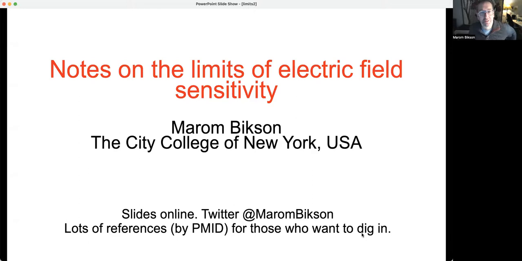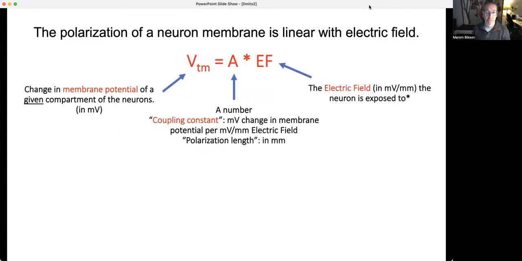Hi, my name is Marom Bikson, and I want to talk a little bit about how low of an electric field can actually affect the nervous system. And this specifically as it affects things like neuromodulation and transcranial electrical stimulation. Now, I think this is an equation that is very useful to answer this question, and in general, explain the effects of brain stimulation, electrical stimulation, neuromodulation technology.